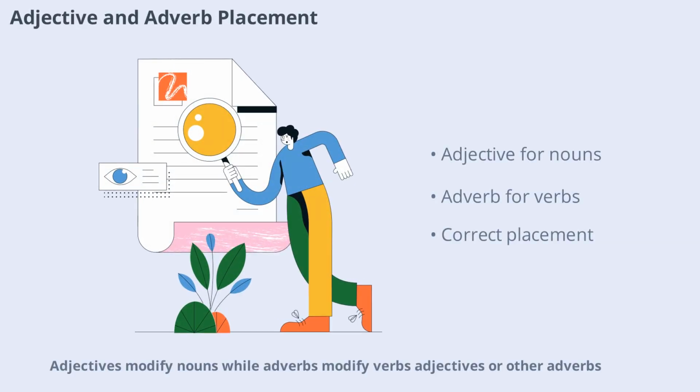Adjectives modify nouns while adverbs modify verbs, adjectives, or other adverbs. For example, he always drives smoothly, not he always drives smooth. Placing words correctly ensures your sentences are both accurate and natural.